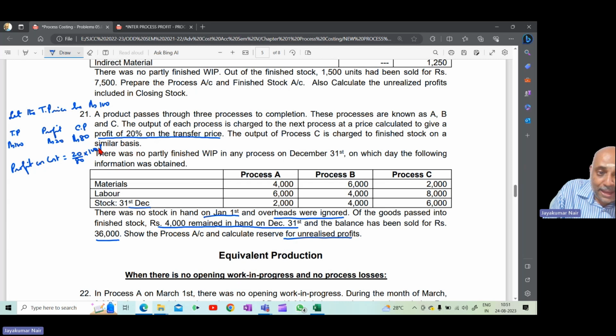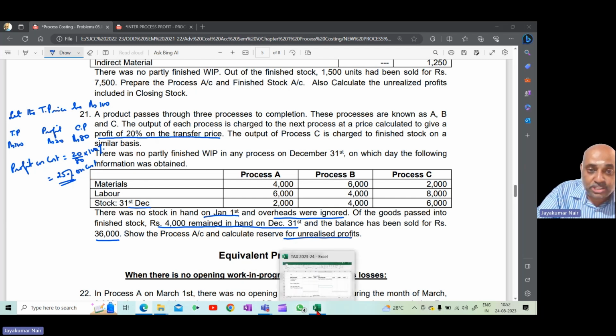This multiplied by 100% will give you the percentage, which is 25%. So it is 25% on cost. What they have given you is the profit on the transfer price. We can convert this into profit on cost, and profit on cost is 25%. So we will now start working out the process account.